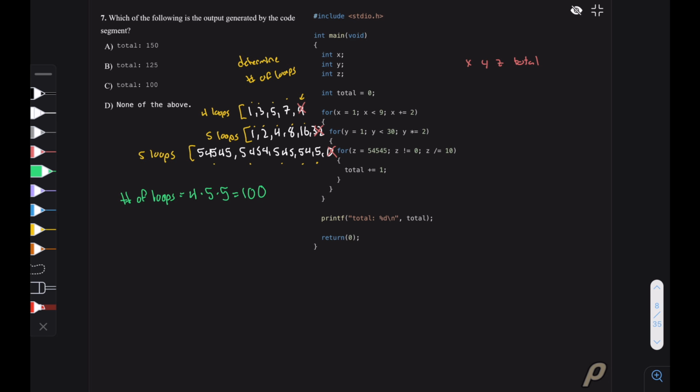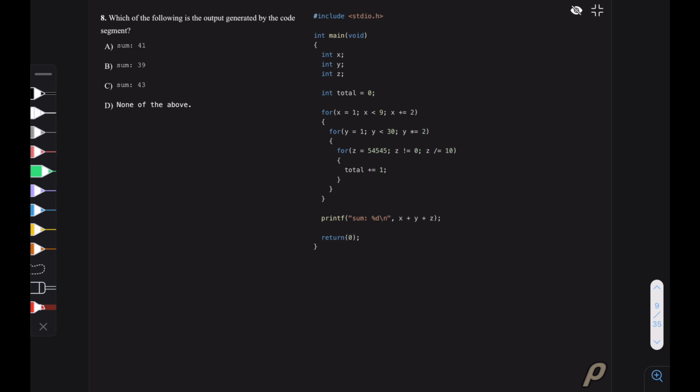So therefore, our total is going to equal 100, since the total is effectively just counting the total number of loops. So that would be answer number C, which is the correct answer. So when you're facing a problem like this, you don't necessarily have to go through and count all 100 times it loops. Rather, it's good to see that they're all nested and that the total is just the total number of loops. So then you can use this quicker logic to figure out what the value is going to be.